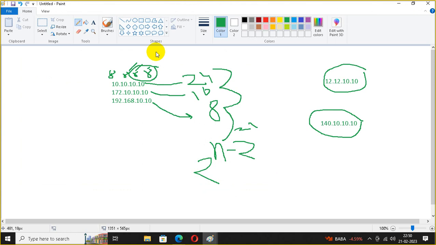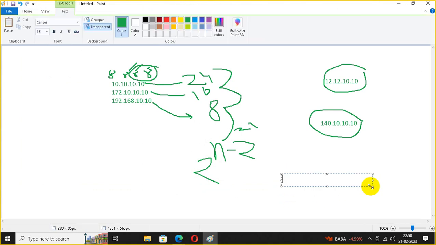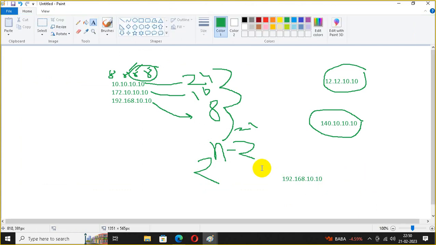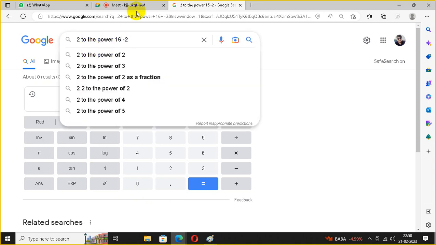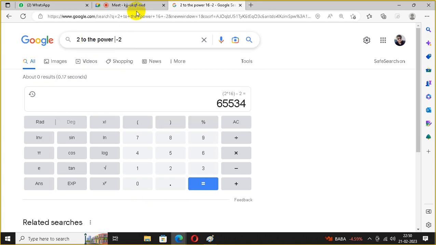Let's say the IP address is 192.168.10.10. What will be the host value? Which class is this? Class C. In class C, 3 bytes network, 1 byte host. What is the host value? 8 bits. So 2 to the power 8 minus 2, right? 8 minus 2. What will be the value? Only 254.